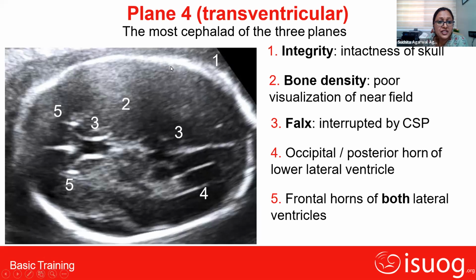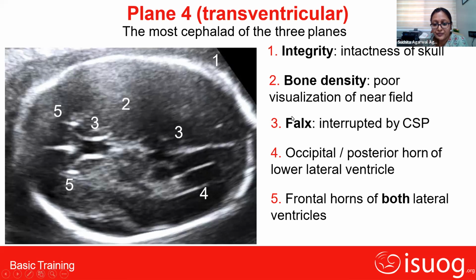If there is poor bone mineralization, then there won't be any reverberation artifact, and this field will become very beautifully visualized, which we don't want. This happens in osteogenesis imperfecta. So looking at the bone density, if this near field is seen very beautifully, that means we are dealing with a case of osteogenesis imperfecta.